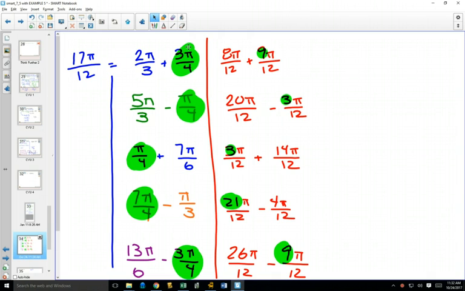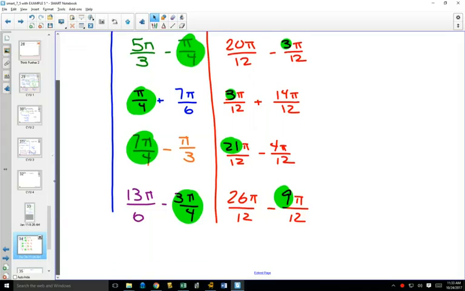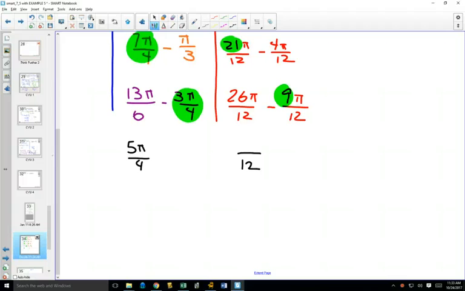So when figuring out 17 pi over 12, you always have to have a pi over 4 family member. What's a pi over 4 family member we haven't included yet? We have 3 pi over 4, 7 pi over 4, 5 pi over 4. So here is how you can find 17 pi over 12: you pick a pi over 4 family member at random. They will all work. So I pick 5 pi over 4. What is 5 pi over 4 when you make it over 12? Times by 3. Can you see that that would be 15 pi over 12?